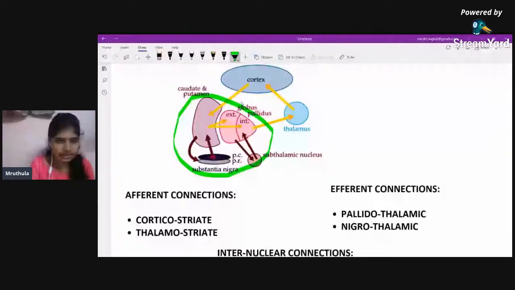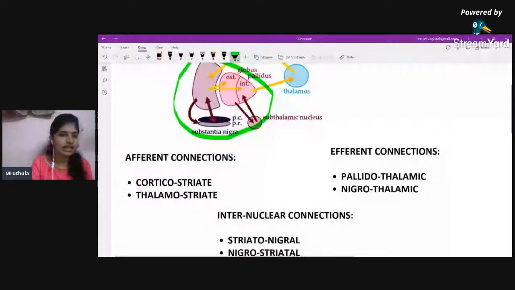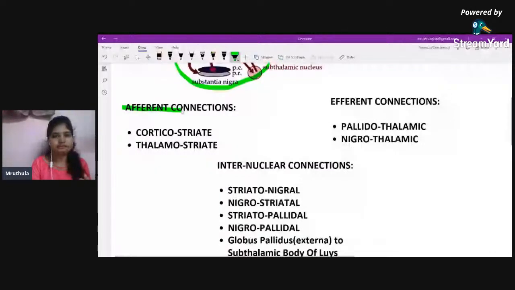Now let us see the connections. The connections can be divided into three groups. The afferent connections. What is afferent? This one, afferent. Then efferent. So this is the output from the basal ganglia. And then we have also got internuclear connections. Okay, this is very important. Internuclear connections, which means there are a lot of connections present within the nuclei inside the basal ganglia, right?